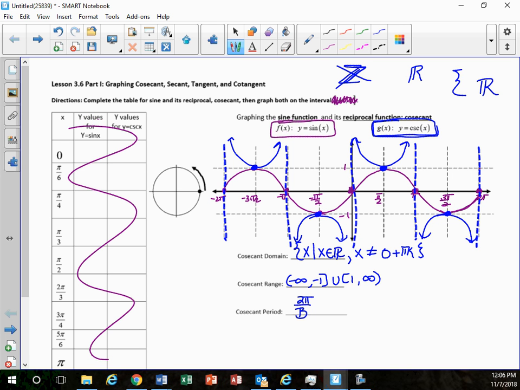All right, guys, try to graph secant. So turn the page. Just like we did with this one, graph cosine first. Label everything. Try to turn it into secant. I'll give you a minute to think.